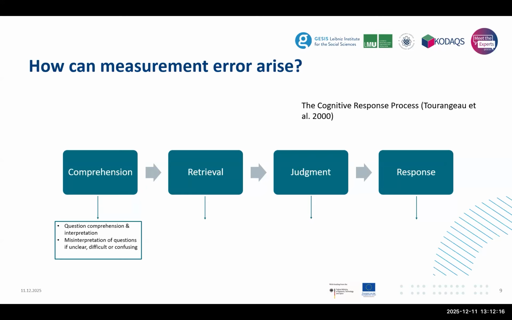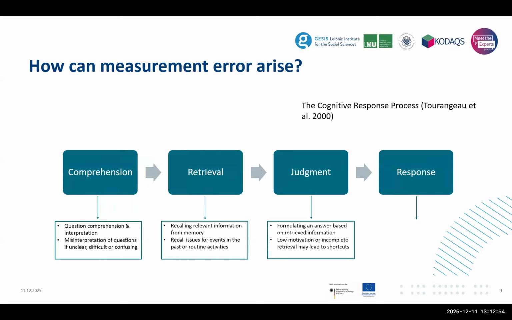The next stage is the retrieval stage. After understanding the question, respondents recall relevant information from their memory to form an answer. Here there is potential for recall issues, for example if a question asks about events that are way in the past, or about routine activities where respondents are not really aware of how often or to what extent they do them. This is a very common measurement error that can arise at the retrieval stage.